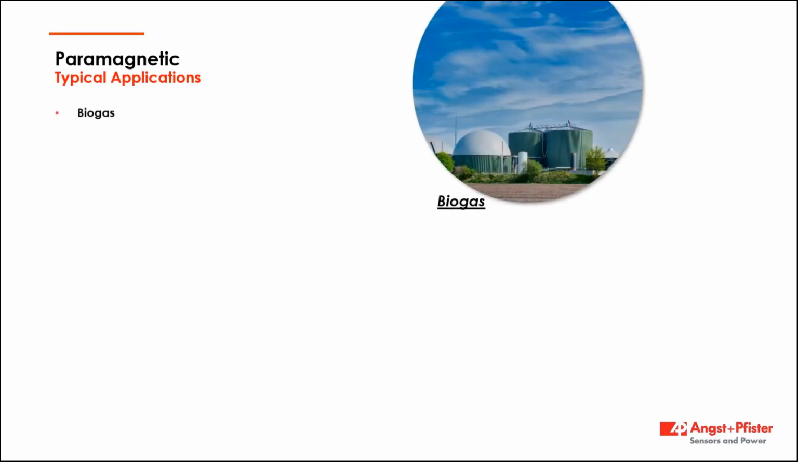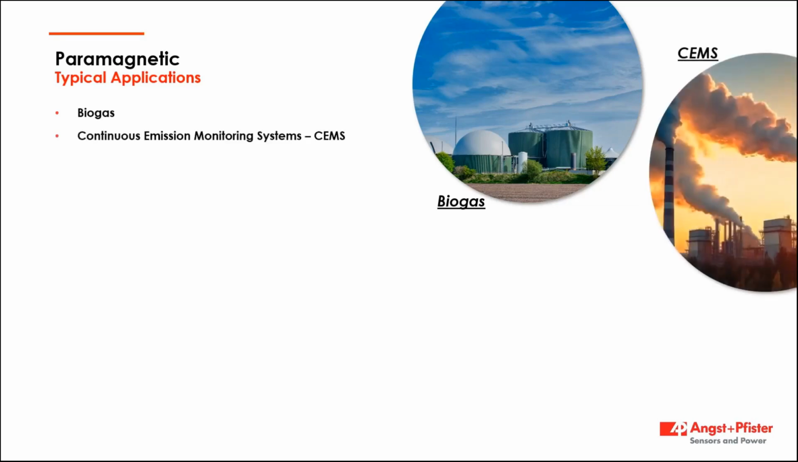Lastly, let's move towards the typical application areas for the paramagnetic principle of oxygen sensing. One of the most challenging applications where oxygen detection is typically required to optimize the fermentation process is biogas plants. The low cross-sensitivity of paramagnetic oxygen sensors makes them an ideal candidate for biogas power plants. Similarly, emission monitoring, typically called SEMS, is also another very interesting application area for the paramagnetic oxygen detection principle.